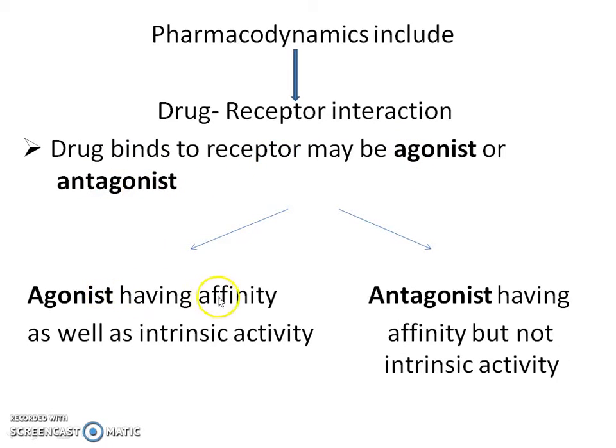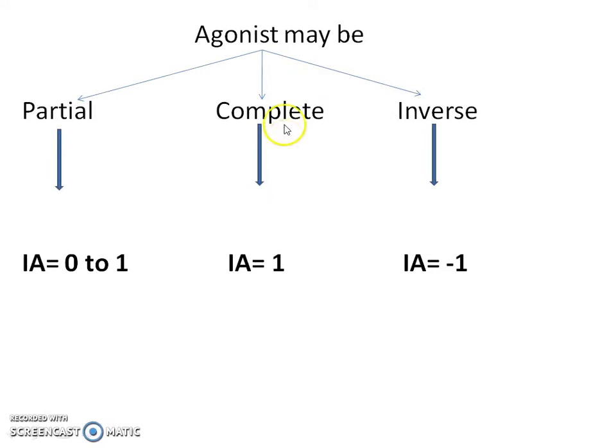An agonist has affinity as well as intrinsic activity, which means an agonist will bind to a particular receptor and show a pharmacological effect, whereas an antagonist has affinity but not intrinsic activity, which means an antagonist will bind to a particular receptor but not show a pharmacological activity. An agonist may be partial, complete or inverse.